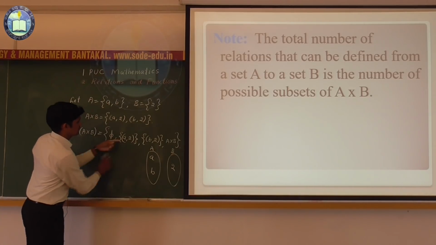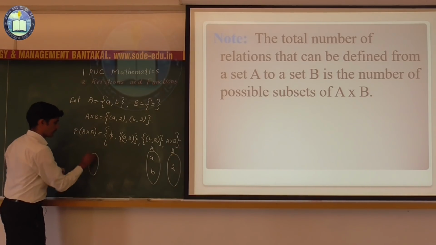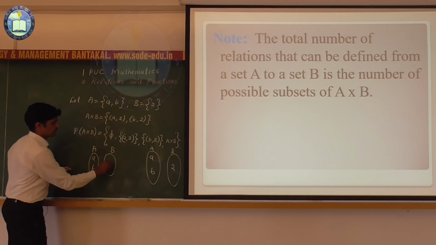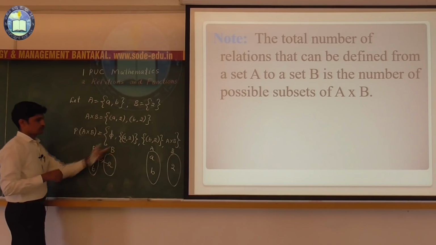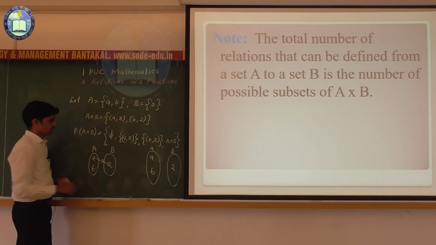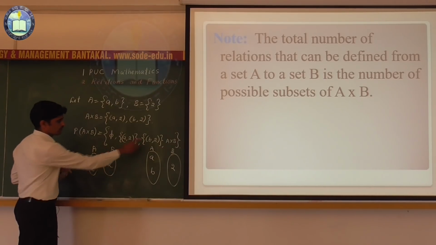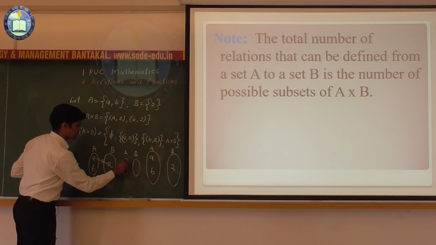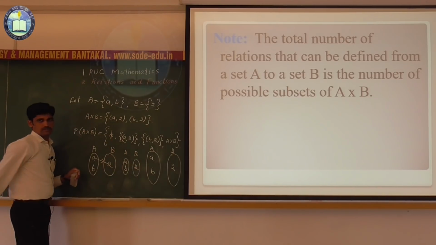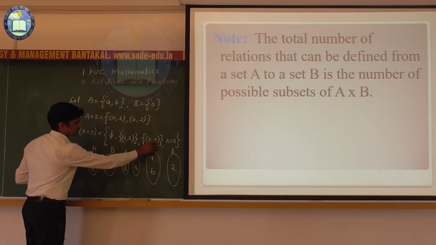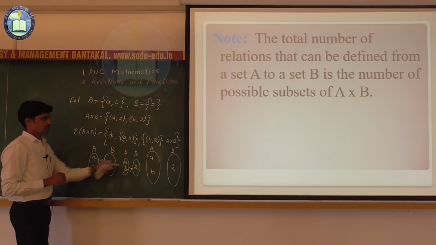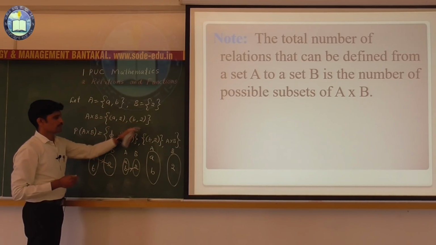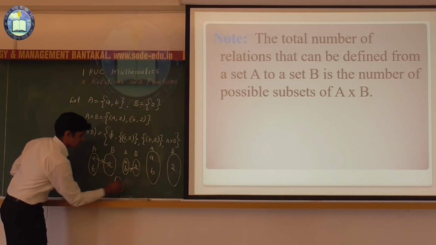Then another one is a is related to 2. That is set A, set B, where we have 2 elements a, b. Here we have 2. a is related to 2, only 1 element. b is not related. This is the second relation. The third relation is b is related to 2. This is set A, set B, having 2 elements a, b, and set B has element 2. b is related to 2. This is the third relation. And the fourth one is where a is related to 2, b is related to 2. Both are related to 2. That is the last one.